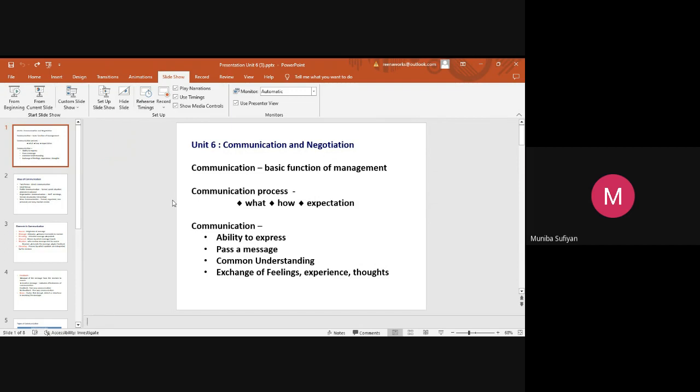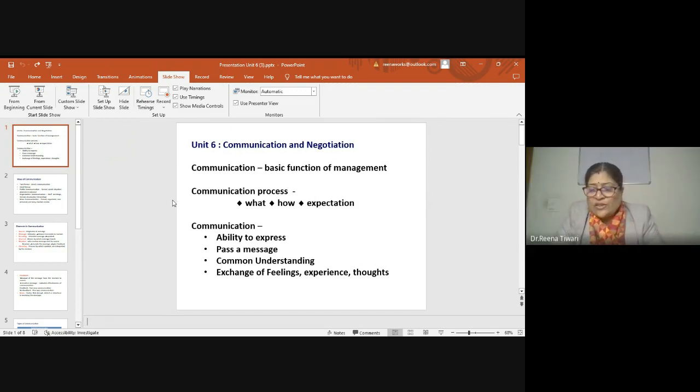So thank you so much. So we were talking about communication and negotiation, that is unit 6. And in this particular unit, we'll try to understand how, as a head teacher, it is the moral responsibility and the best way to perform duties in the best possible manner when the head teacher is able to communicate in the most positive way. And about negotiation, we'll talk about later.